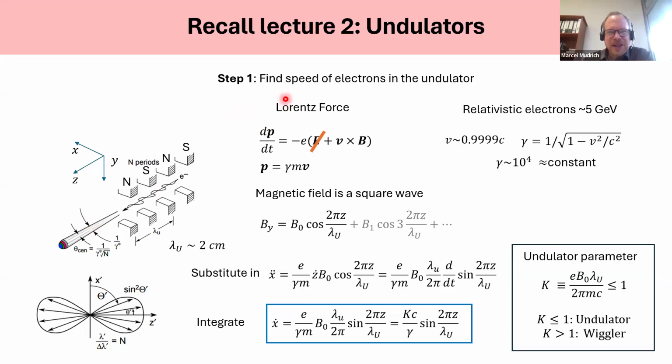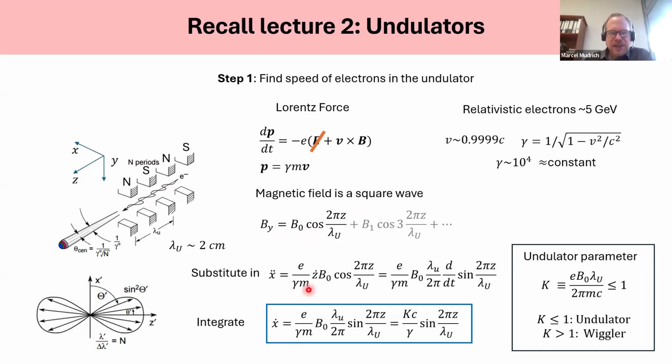The starting point was relativistic electrons flying through an undulator, this periodically poled magnetic field. We considered that electrons experience a Lorentz force based on their velocity and the strength of the magnetic field. The force is equal to the derivative of the momentum, and momentum for relativistic electrons is given by this formula. By assuming a periodic magnetic field acting along the y direction, and of course the magnetic field is not a perfect sine or cosine function, but for an undulator where the amplitude of undulation is rather small, this is quite a good approximation, so the magnetic field can be taken as a cosine.